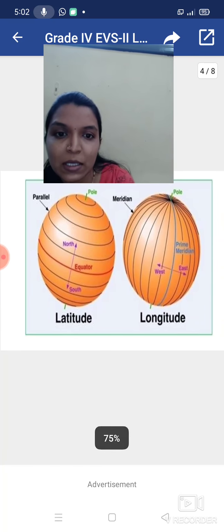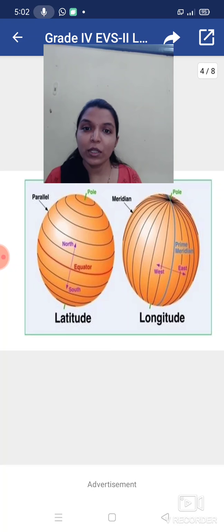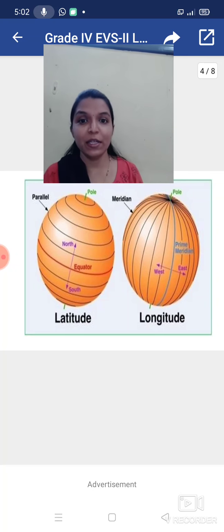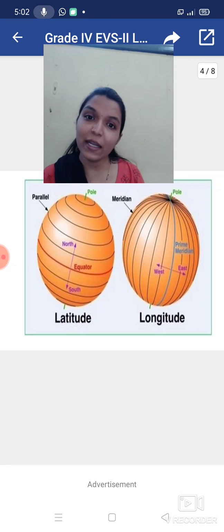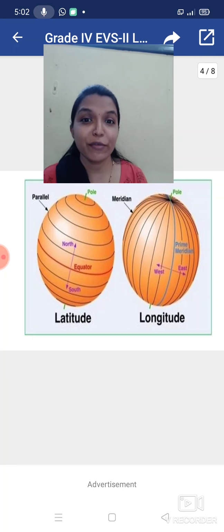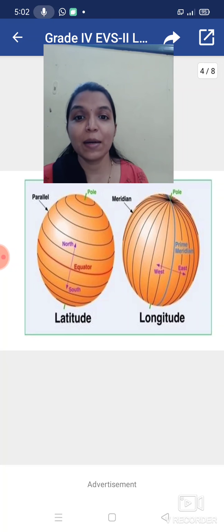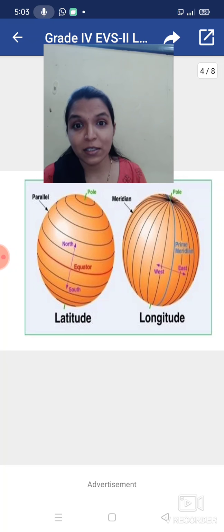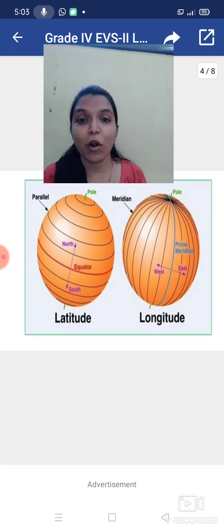Afterwards, latitude and longitude. When we study comparatively, we can remember each and every point because we like comparison. We are always comparing ourselves with our brother and sister, that if they are writing fast, we have to win like that. So when we study comparatively, we can remember the points.